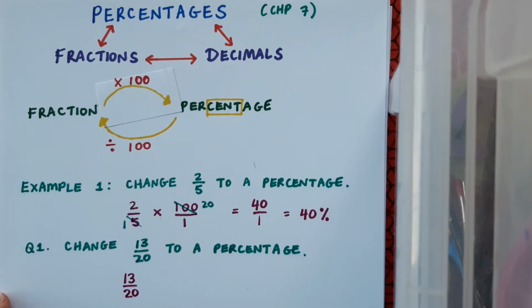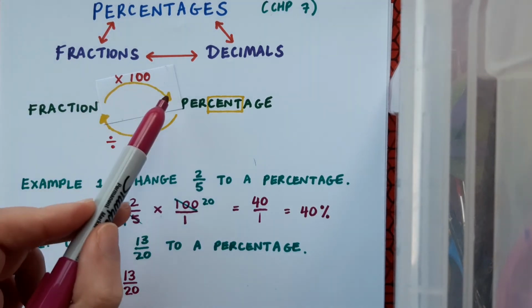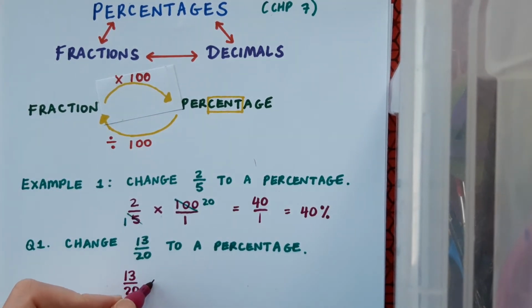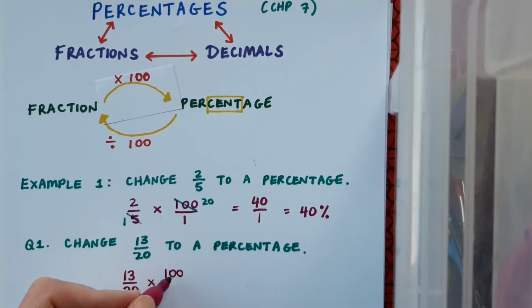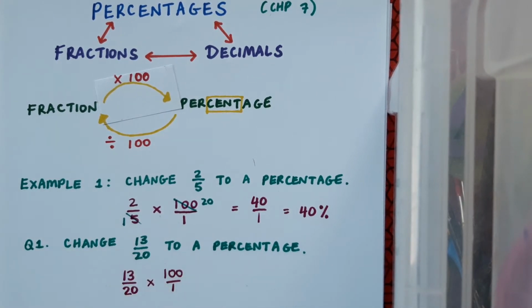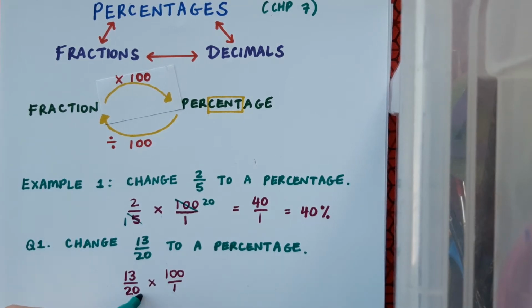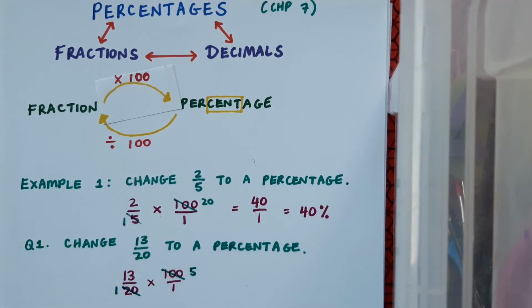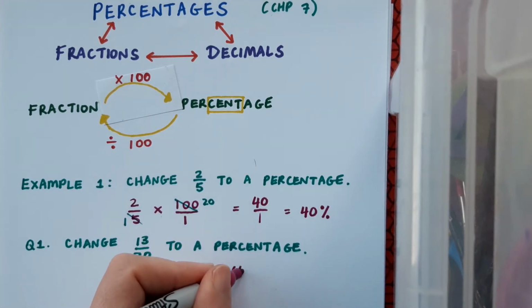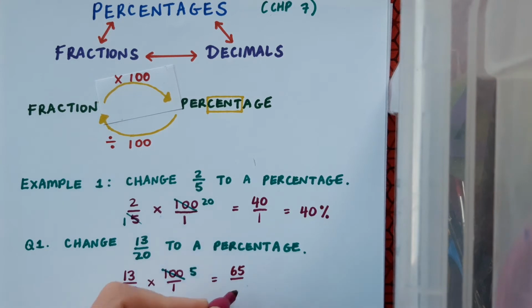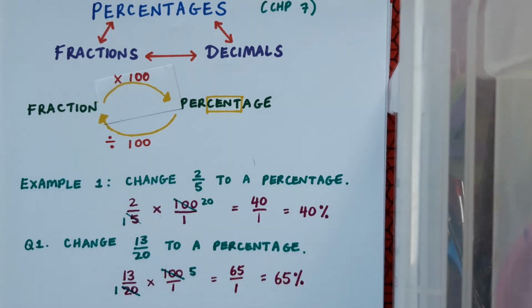Okay, so again, to change a fraction to a percentage, I'm going to multiply by 100. So I'm going to times this by 100, and if you like, you can write that as 100 over 1. And then any cancelling is going to be our next step. So we look and we see that 20 will go into 100. So 20 and 20 goes once, 20 into 100 goes 5 times, and now we'll multiply. So multiplying on top, 13 by 5 is going to give me 65. On the bottom, 1 by 1 is 1. And of course, 65 over 1 can be just written as 65. So my answer is 65%.